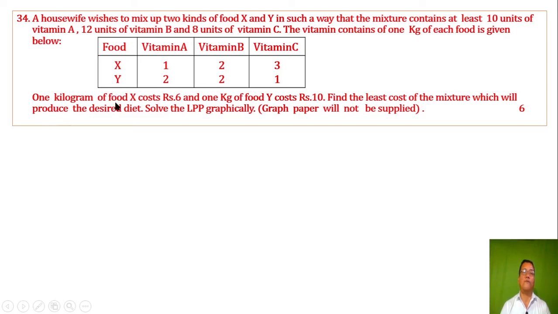1 kilogram of food X costs ₹6 and 1 kilogram of food Y costs ₹10. Find the least cost of the mixture which will produce the desired diet. Solve the LPP graphically. Graph paper will not be supplied.